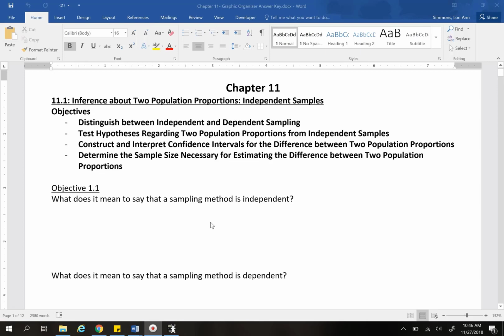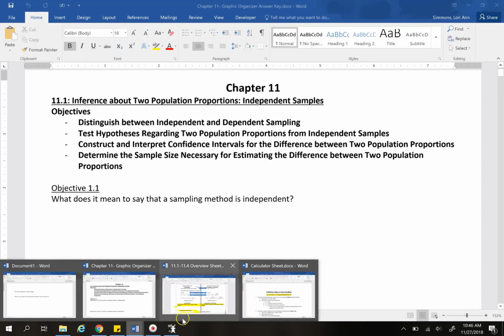test hypotheses regarding two population proportions from independent samples, construct and interpret confidence intervals for the difference between two population proportions, and determine the sample size necessary for estimating the difference between two population proportions.